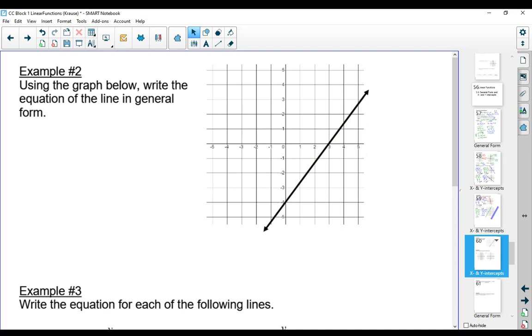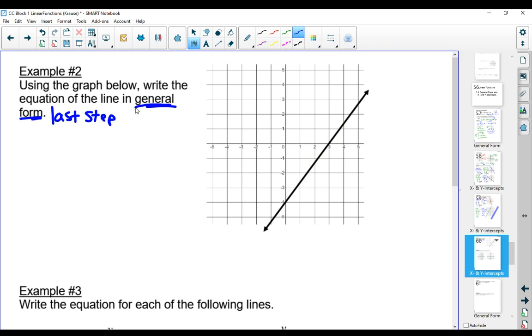All right, so now we're going to go back to general form. And the first question here says, using the graph below, write the equation of the line in general form. Now, when we're asked to write something in general form, that's our absolute last step. We actually do everything the same way that we did in 3.5. We put it into either slope-intercept form or point-slope form, and then we convert it to general form. So we don't actually build the equation using general form.